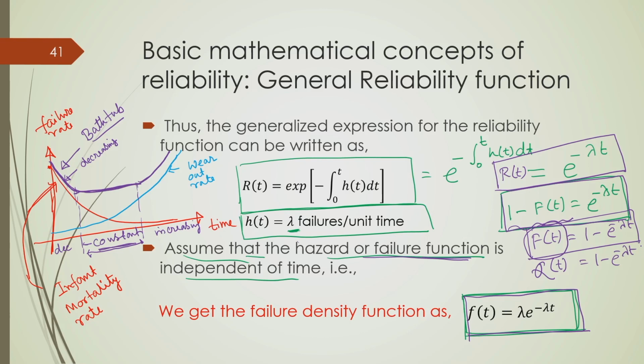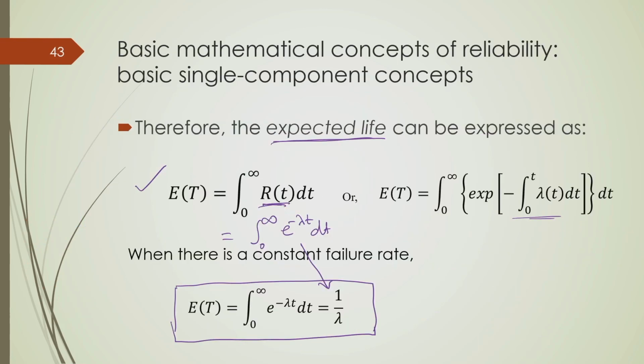Okay. Now, if we have an exponentially decaying probability density function, suppose this is your failure probability, and it is of an exponentially decaying function.